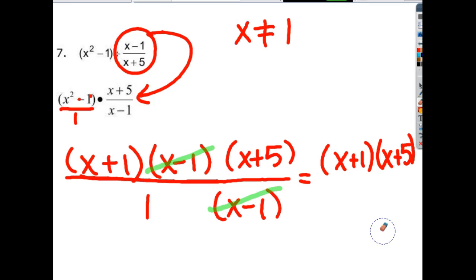Now, you could take a box problem and multiply that answer out and put the answer in standard form, but it's not required. So you can leave it in factored form if you would like to.